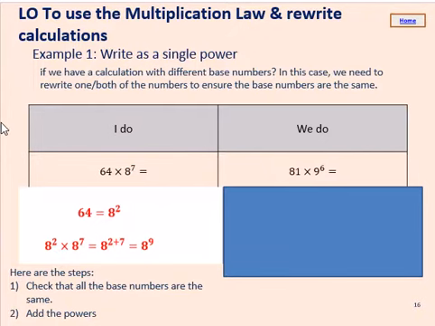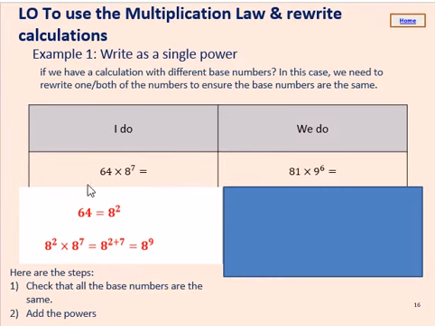Okay, so moving on to the next step, which is using the multiplication law and rewriting calculations. So again, we're being asked the same thing. We're being asked to write as a single power. And you'll see the first I do says 64 times 8 to the power 7. And it's all about spotting a little trick here.